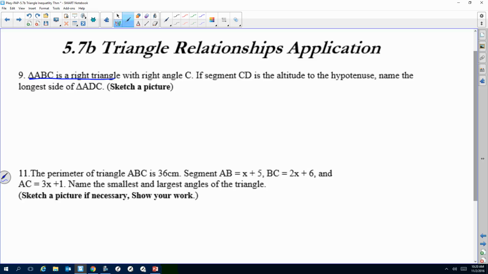ABC is a right triangle. That's important. The right angle is C. CD is the altitude to the hypotenuse. Altitude to the hypotenuse. That's important. What else? We're going to name the longest side of triangle ABC. Everyone agree this triangle has a different name than the original triangle ABC?